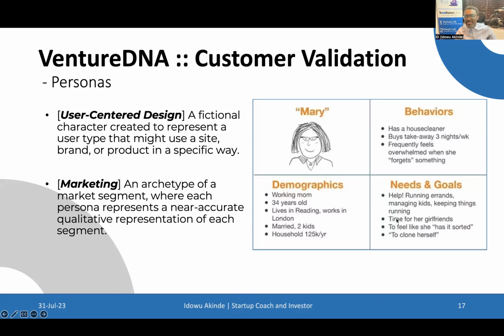Mary needs time for her girlfriends. Mary needs to feel like she has it sorted. Mary feels like she needs to clone herself. So you can see the naturalness in the way that these things have been captured. This person has really tried, as we did with Baba Moshood and design thinking and the downfall dilemma, to immerse themselves in Mary's world so that they can write these kinds of natural sentences, like clone herself. Obviously that sounds like a verbatim statement that was recorded here.